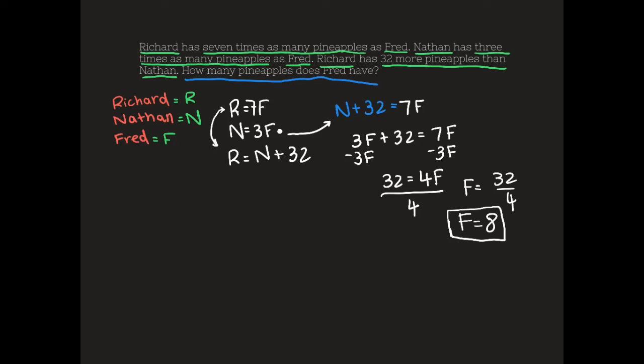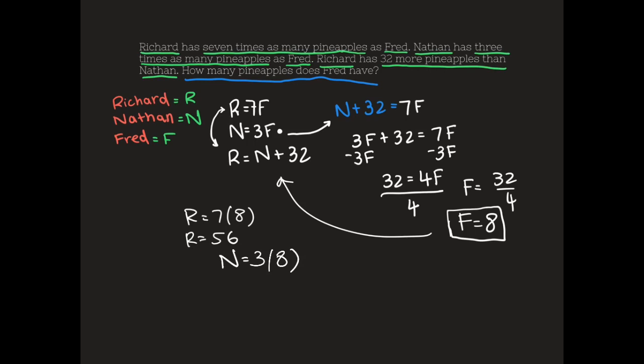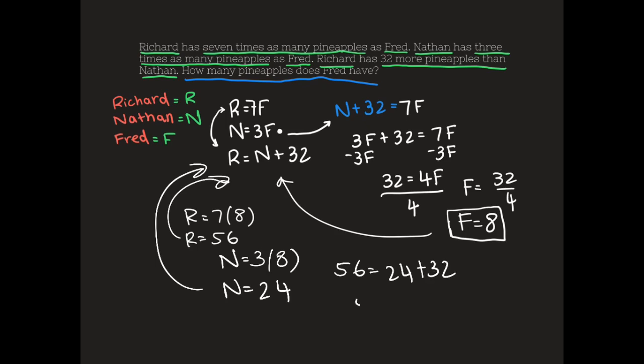We can go ahead and check that if we want. We'll plug this F back into our original equations. We've got Richard equals 7F, and F is 8, so 7 times 8. Richard has 56 pineapples. And we take our Fred amount and put it into Nathan's equation. So N equals 3 times 8, which is Fred's amount. So N equals 24. Nathan's amount is 24. Now we just plug these two values into our third equation, and we have 56 equals 24 plus 32. And that makes sense. So that means we know that our correct solution is F equals 8. So Fred has 8 pineapples.